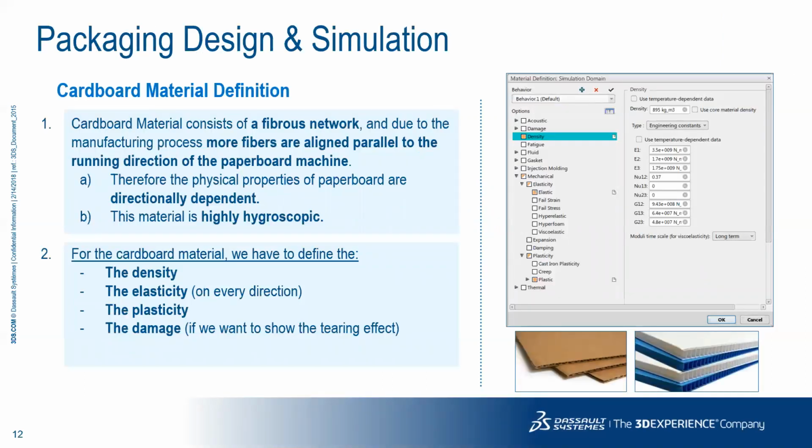So just to get into the detail, any cardboard material consists of a fibrous network, and due to the manufacturing process, the fibers are more aligned in one direction, the machine direction of the paperboard machine. And so the material property is anisotropic. So we need the flexibility to define anisotropic material properties.